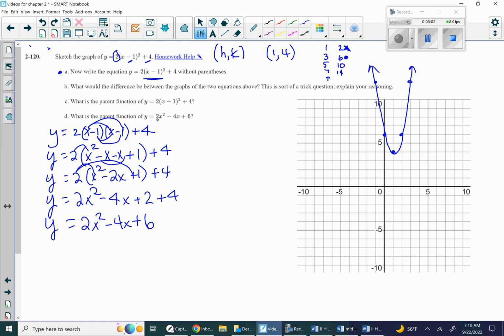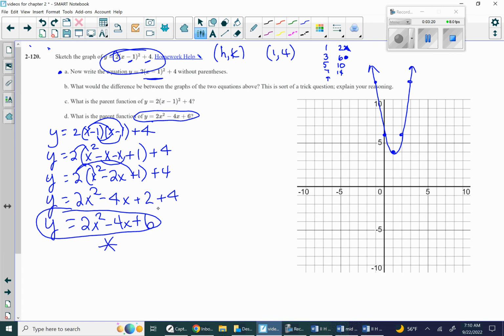Okay, now strangely enough, they actually gave that to us here. Notice that it's the same, but what they're really asking us for is what's the difference between the two graphs. So if I were to graph this, and then if I were to graph this up here, what would the difference be? And it is a trick question. They are exactly the same.